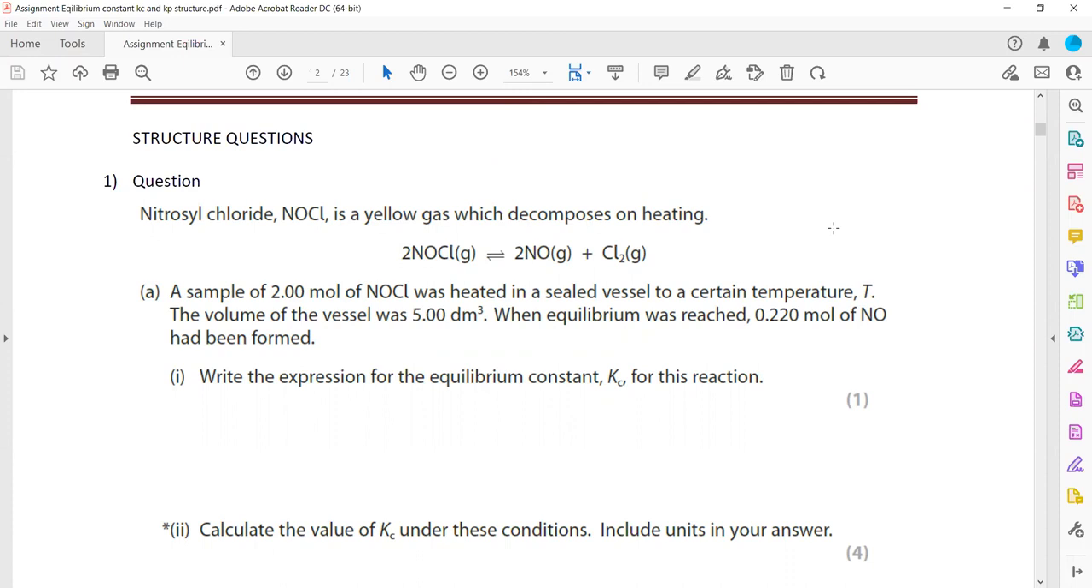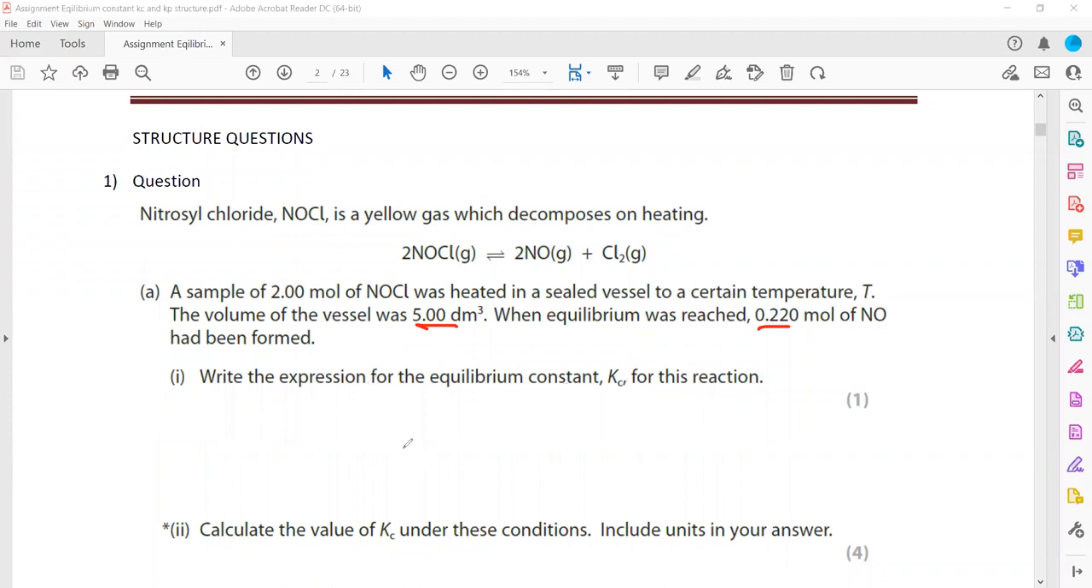A sample of 2 moles of NOCl was heated in a sealed vessel at a certain temperature T. The volume of the vessel was 5 decimeter cube. When equilibrium was reached, we have 0.22 moles of nitrogen monoxide. We have to first write the expression for Kc.